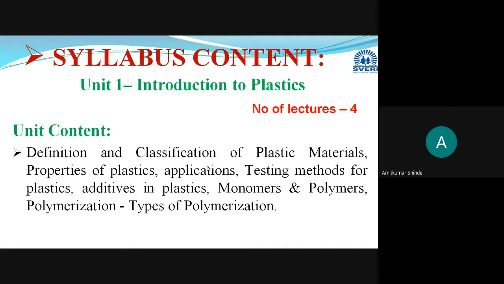Okay, what is the meaning of the plastic material and their classification, their properties. Then we are going to discuss some applications, and after that how the testing of the plastic material is done, how we are going to improve their characteristics or properties by adding different kinds of additives. Then one concept is there, that is the polymerization. And to understand that concept, you have to first study the meaning of the monomers and the meaning of the polymers.